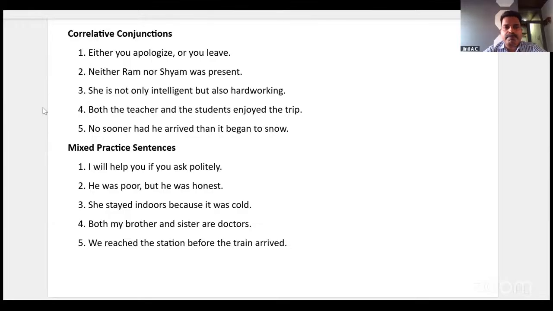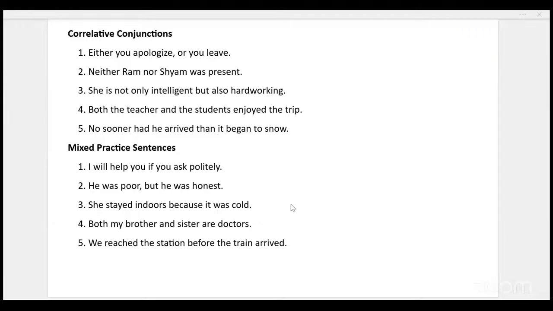So now mixed practice sentences. Let me see who will read those sentences. Madam Lavanya, Seven Hills School. Yes, please. Mixed practice sentences.